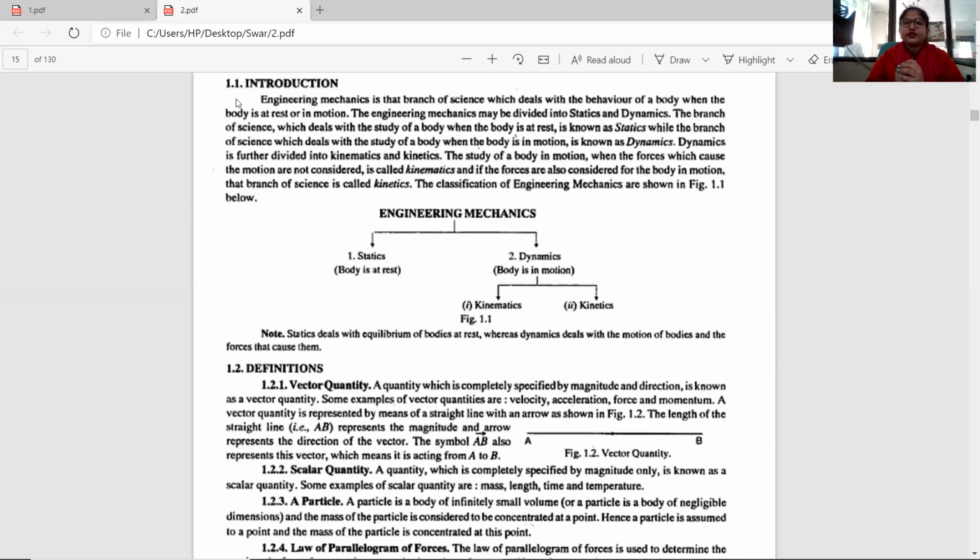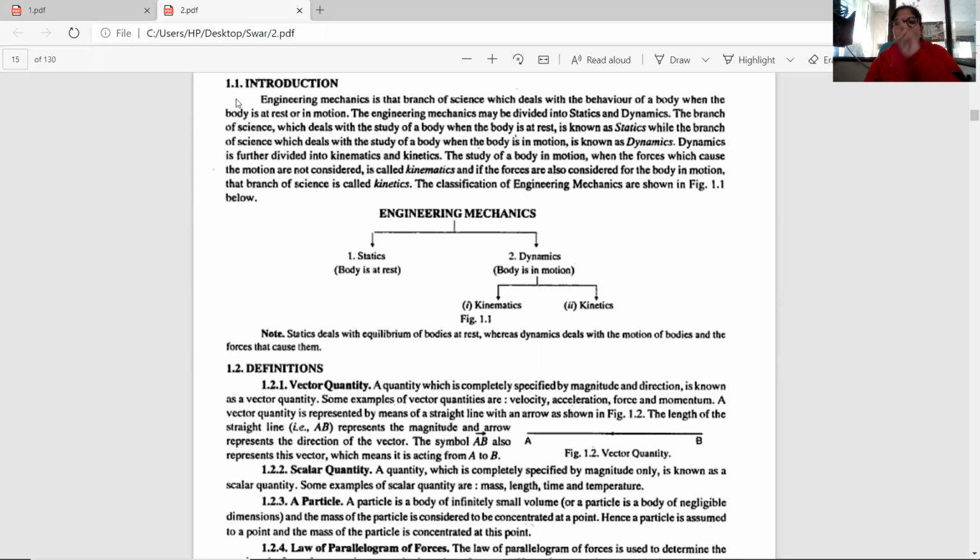Now, dynamics is further divided into two parts, kinematics and kinetics. What is kinematics and what is kinetics? The study of a body in motion when the forces which cause the motion are not considered is kinematics. When the body is in motion but the force which causes that motion is not considered, it is known as kinematics. And when the force is considered, that is kinetics.